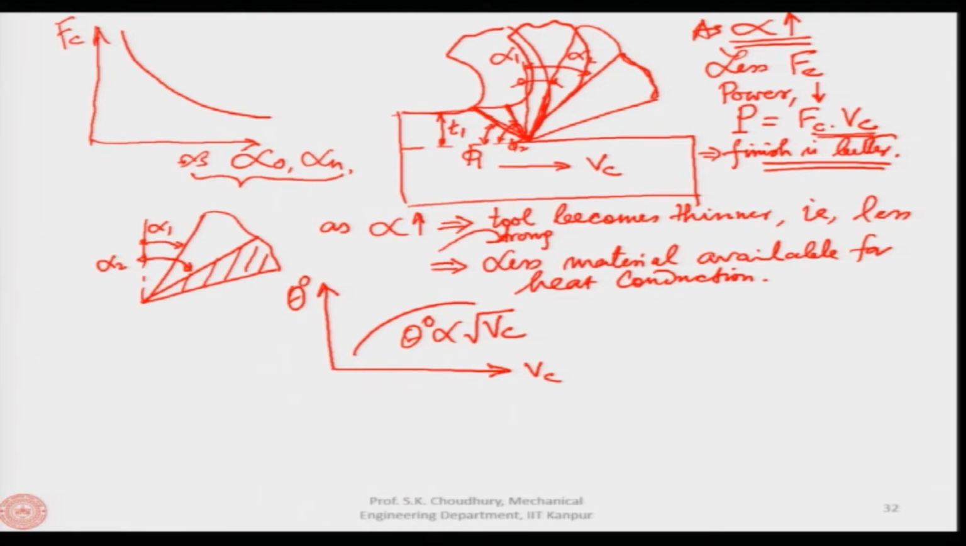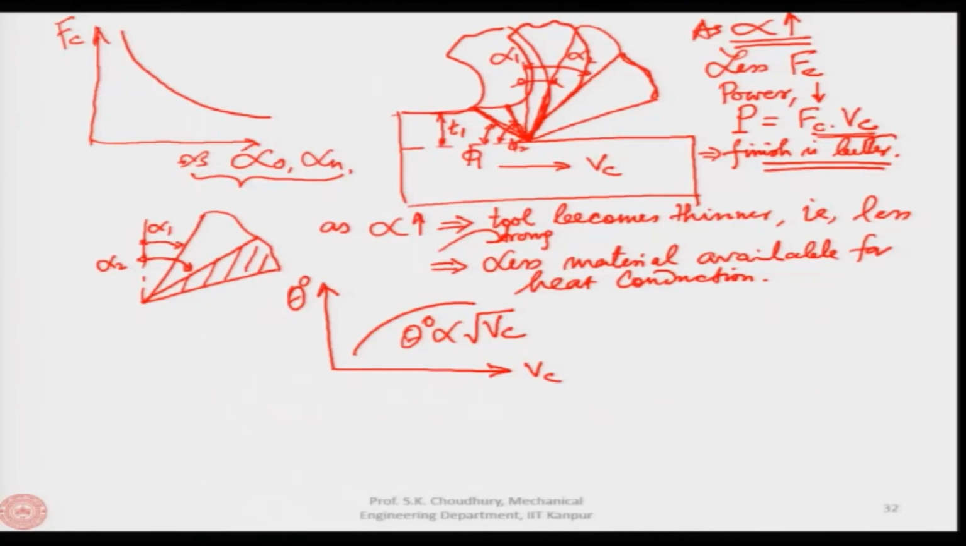Of course, the majority of the heat is taken away by the chip, but still the chip is in constant touch with the tool. So some of the heat will be conducted to the tool, and if that heat is not taken away, then the tool will have thermal deformation and the geometry will be lost. So it is important that there should be more material available for heat conduction.